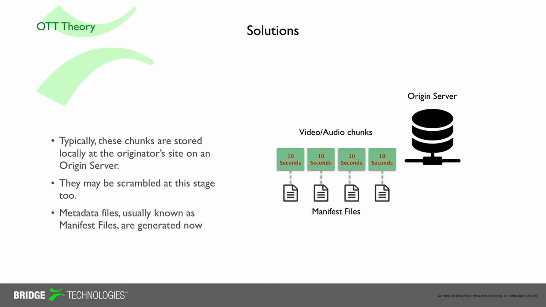The chunks are stored at the origin server. So they can be scrambled at this point as well. So that addresses the content protection issue. And then metadata files are associated not only with the entire stream, but with every individual chunk. So the receiver knows which is the next chunk and where to find it. So this metadata are manifest files.